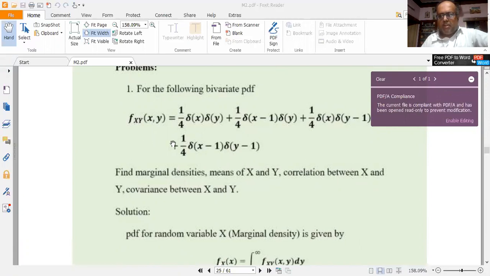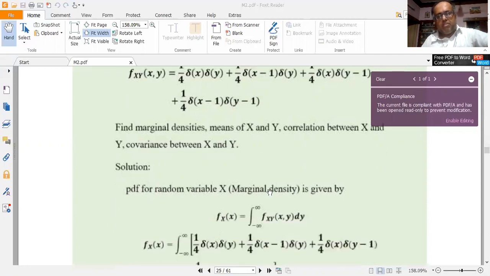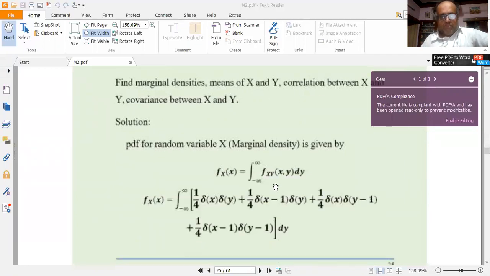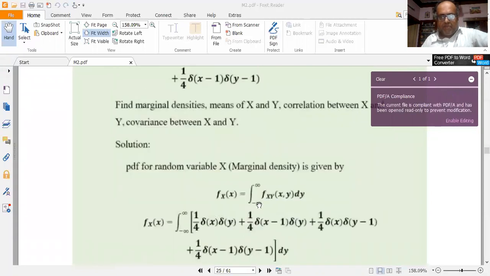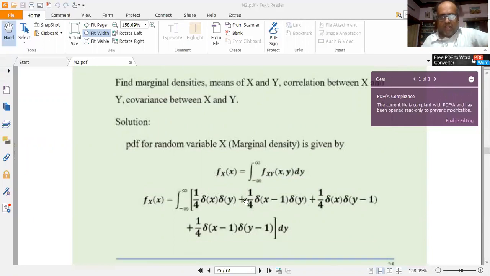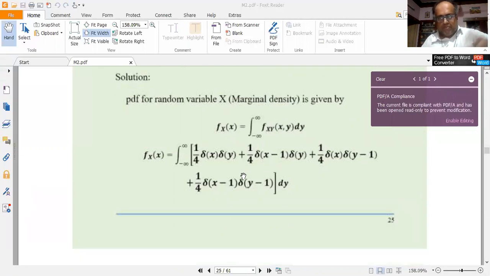So given this two-dimensional PDF, or the joint or bivariate PDF, I have to find the marginal PDFs, means of x and y, or average of x and y, or expected value of x and y as it is otherwise called. Then I have to find the correlation between x and y and the covariance also between the same. So first we shall find the marginal densities. Marginal densities are marginal probability density functions, or marginal PDFs as they are also called. So first fx of x is simply given by integral minus infinity to plus infinity fxy of x comma y dy. This is the standard formula which we had mentioned in the previous videos.